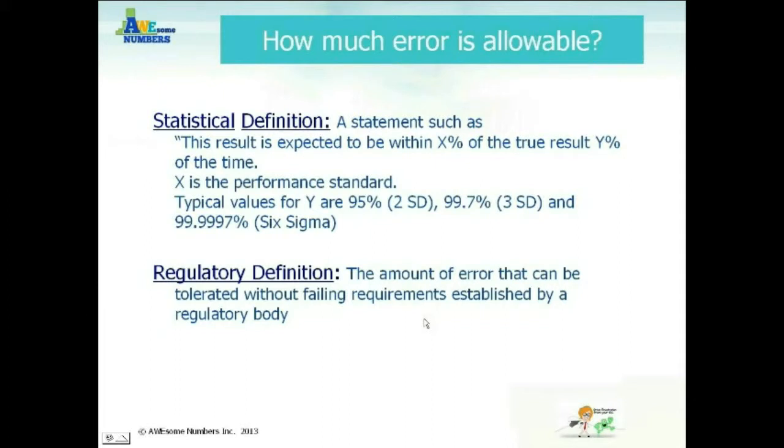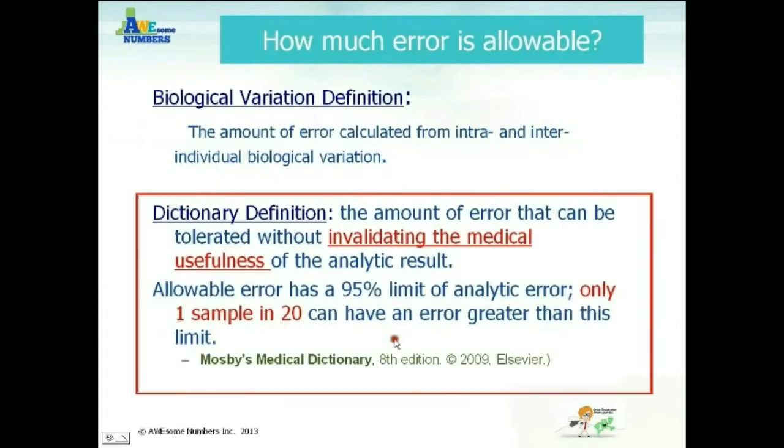That led to the statistical definition, which morphed into a statement such as, this result is expected to be within X% of the true result, Y% of the time. X is the performance standard, etc. Then we had the regulatory definition: you have to pass the regulatory inspection. Neither of these really mentions patient care. We have biological variation, which is based on patient criteria.